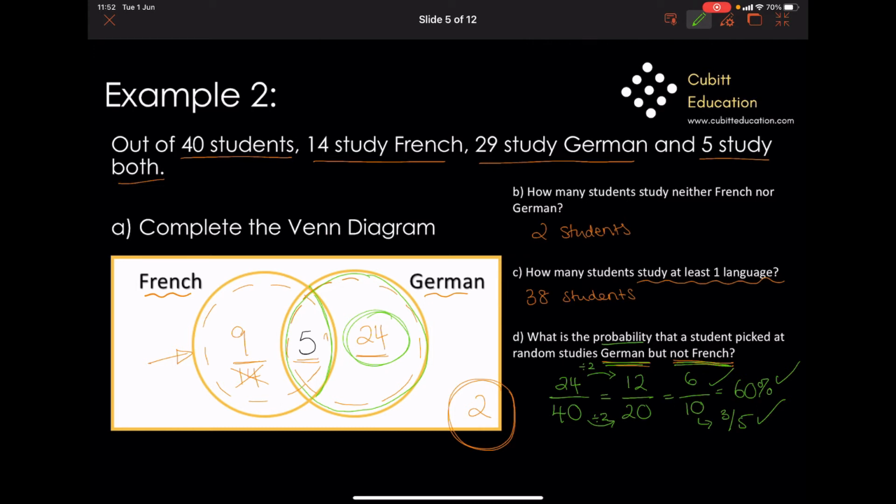Okay, let's go through Venn diagram notation and what each section of a Venn diagram means.